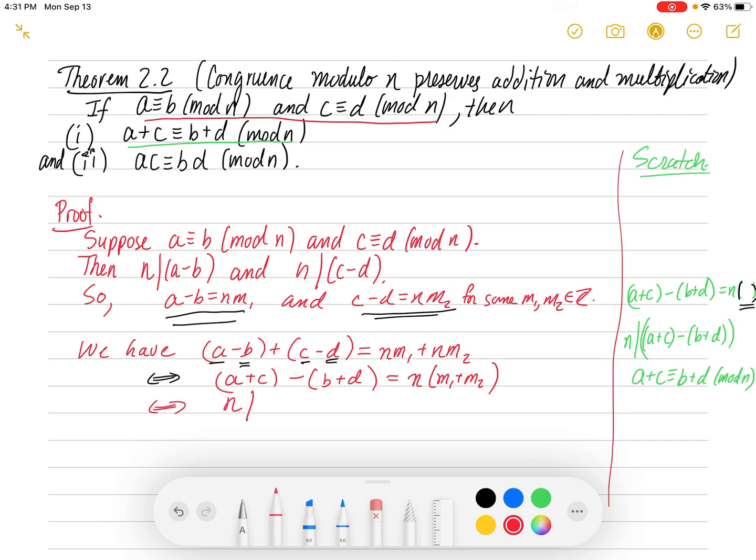So this tells me that n divides (A plus C) minus (B plus D). And that tells me that A plus C is congruent to B plus D mod n. And that's what we wanted. That's number 1 in green. A plus C is congruent to B plus D mod n.